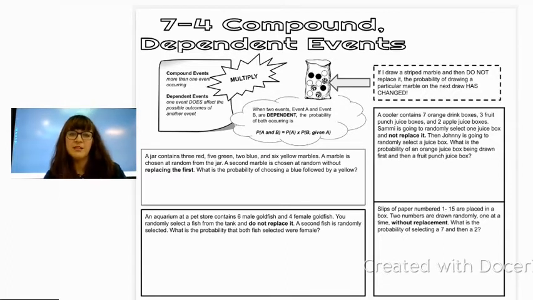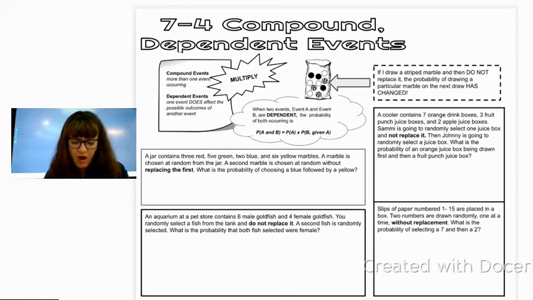So compound events meaning you had more than one event going on. So maybe you are rolling a die and spinning a spinner, or tossing a coin and drawing tiles from a bag, but you had more than one thing going on. So we're still looking at compound events, just like we did in 7.3, but now we'll look at dependent events. So where the results of one event affect the probability of different outcomes in the second event.